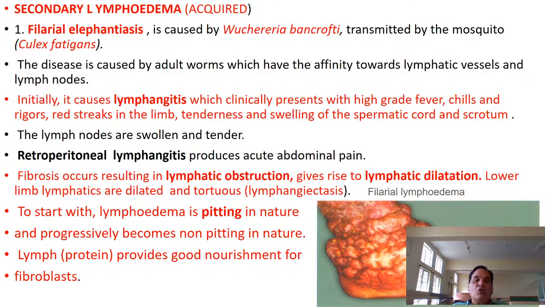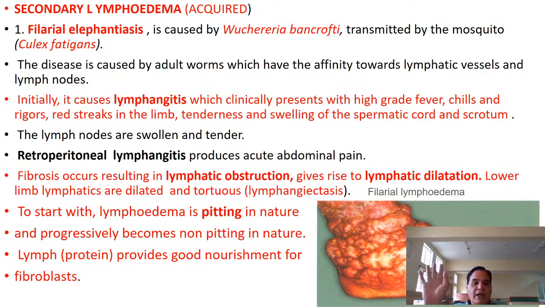For all practical purposes, we will be dealing with two types. First is filarial elephantiasis and second is due to radiation or malignancy. Filariasis is caused by Wuchereria bancrofti. It is a common organism transmitted by mosquito. This adult worm has affinity towards lymphatic vessels. Initial lymphangitis with high-grade fever, chills, streaks on the limb, tenderness and swelling of the spermatic cord. In males, if the patient has lymphangitis over an extremity, you must examine the spermatic cord. If it is tender and hot, you can easily diagnose filariasis.